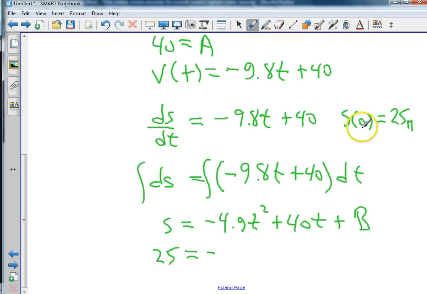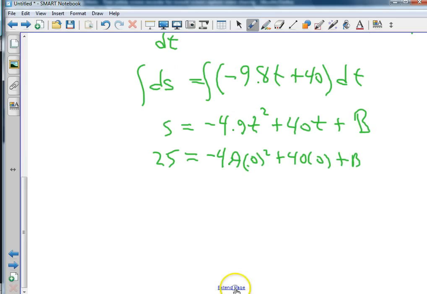I'm making a big deal of which is S and which is t because people mix this up. Negative 4.9 times 0 squared plus 40 times 0 plus B, and this is 25. And so that tells me that B is 25 because this all drops out. These are all zeros. So B is 25.